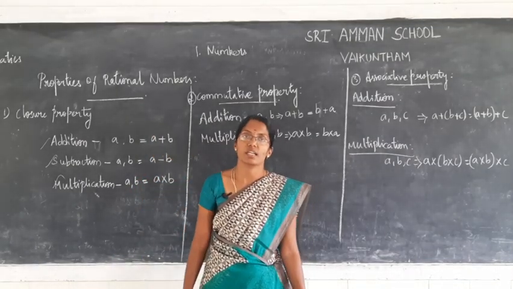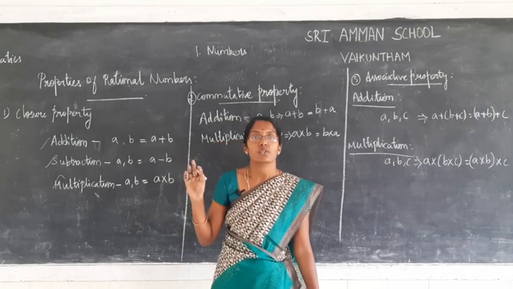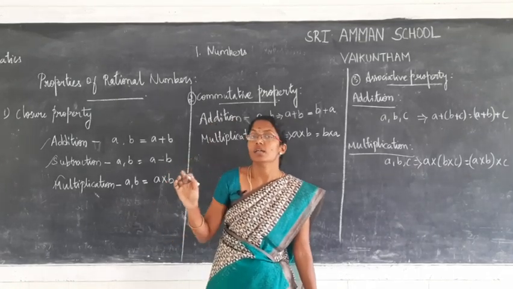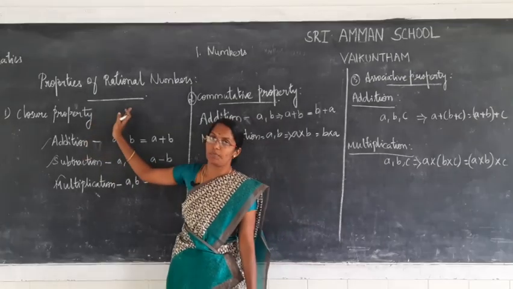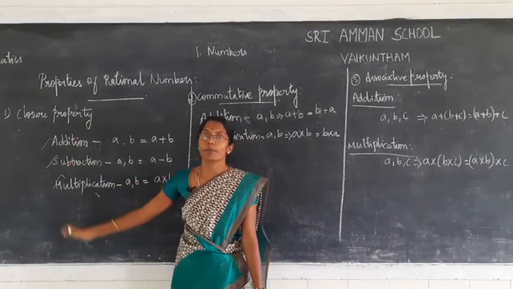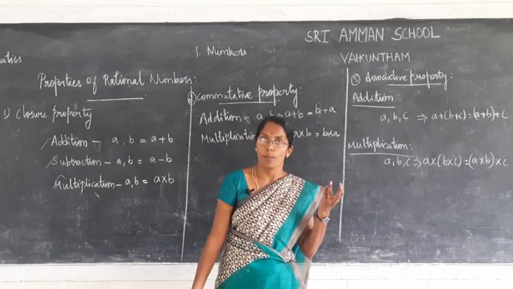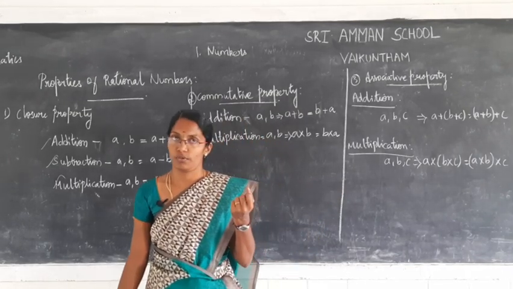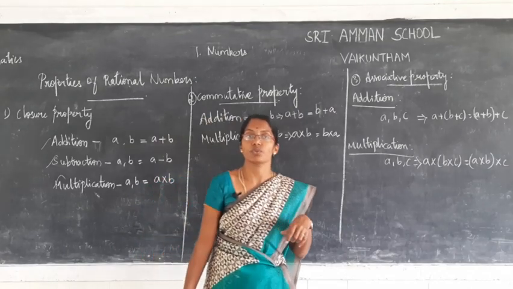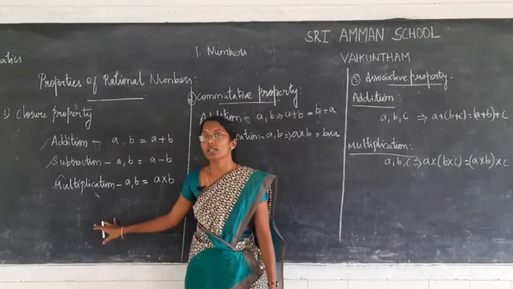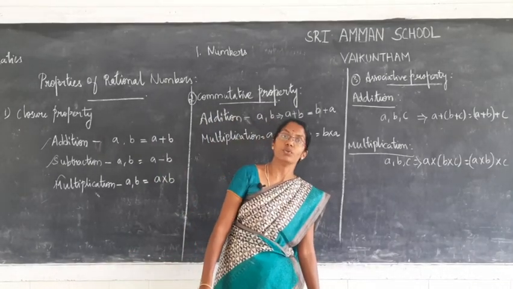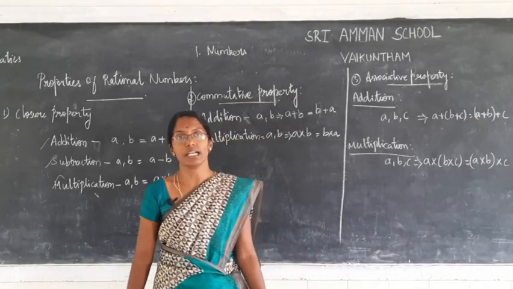So in the last session we discussed rational numbers. Today we are going to discuss the properties of rational numbers. What are the common properties you know? In 6th and 7th standard you studied commutative, associative and distributive. Today we are going to discuss closure, associative, commutative, distributive, identity and inverse.